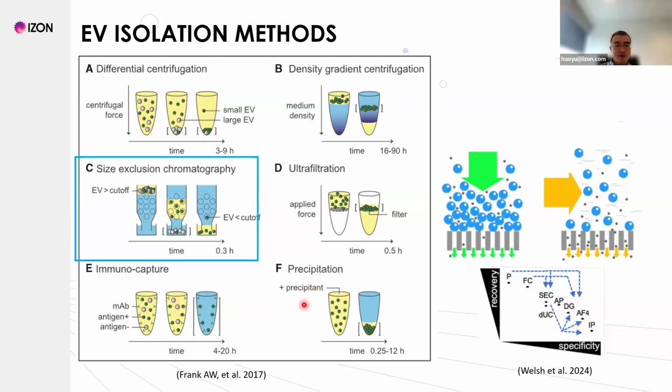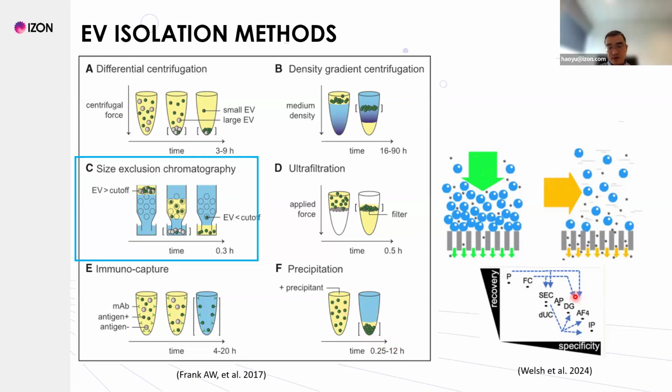The precipitation method uses some agent put into the solution to make the potential of the EVs drop, and then it becomes a pellet. This kind of method can be shorter or longer, but the drawback is that it's not a pure method, because all other proteins and other things will co-pellet with it.